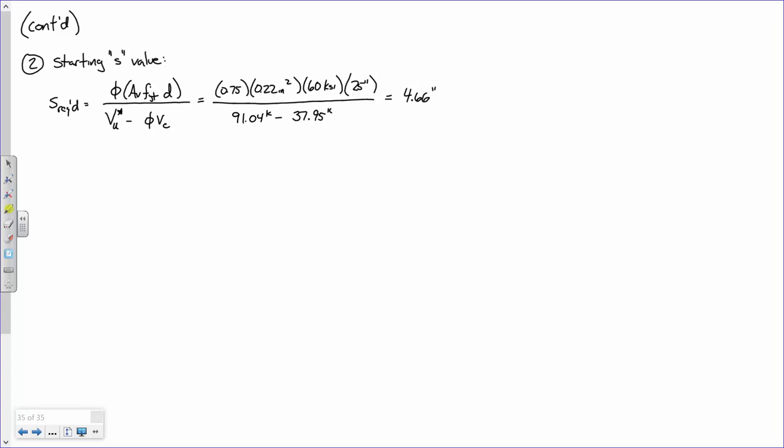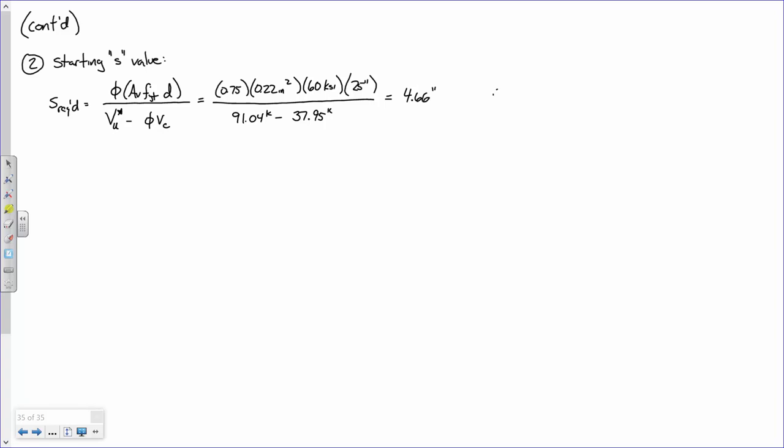Think about what we're talking about here. What is this S value? It's how far apart the stirrups are spaced. If you round that up, the stirrups get farther apart. If they get farther apart, what happens to your capacity? It goes down. So the conservative approach is to take that number and round it down. More stirrups. Now, we could probably go with something like 4.5, but I want to keep my math simple and keep everything straightforward. I'm going to say for our purposes, let's use S equals 4 inches.